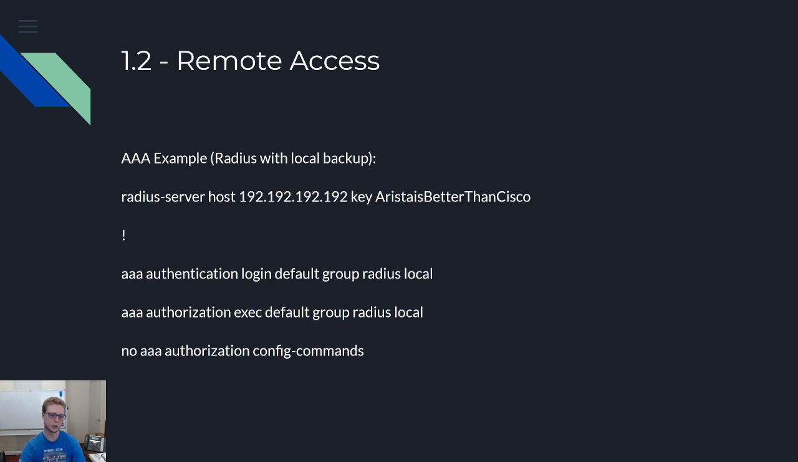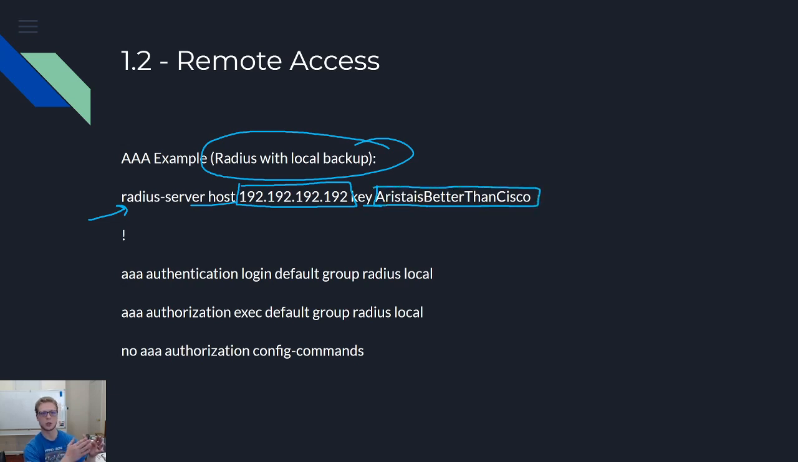A AAA example. So this is Radius with local backup. You'll have a Radius server and then put the host with your IP address, your key, which is going to be a shared secret between your Radius server and your switch. In my case, this is Arista's better than Cisco. And then you can have your AAA commands, right? Authentication, login, default group, which you can do different things with if you want to get complicated, but for the sake of this, we're not going to talk about that. And then you have this Radius local.